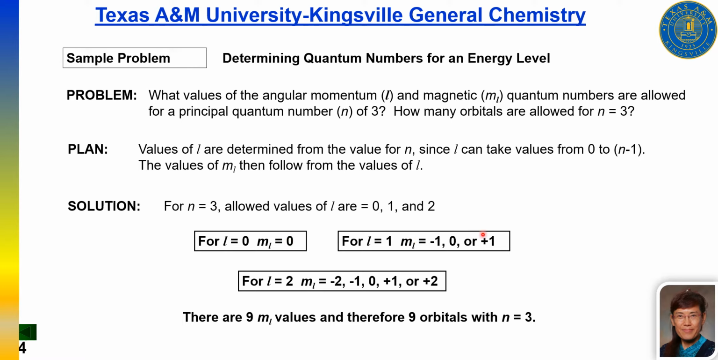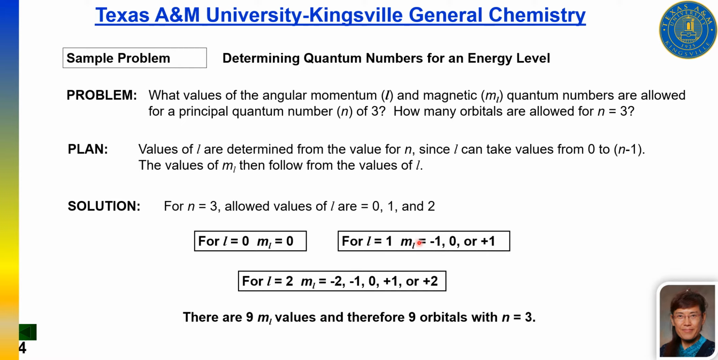Totally 1 plus 4 plus 5 is 9 orbitals. This number of orbitals can be calculated by n to the power 2. 3 to the power 2 is 9. In your homework, I gave you a little tougher question, in which n is 4.